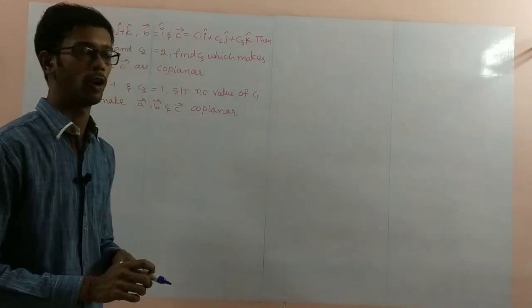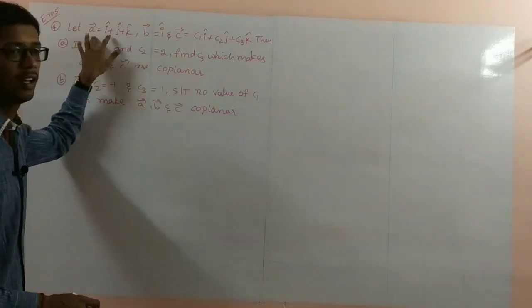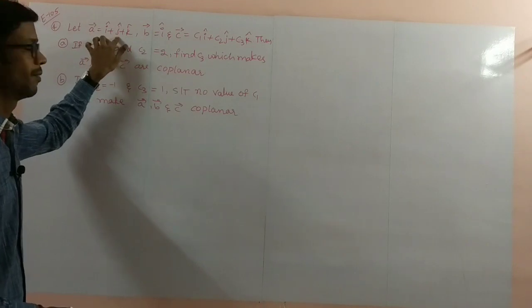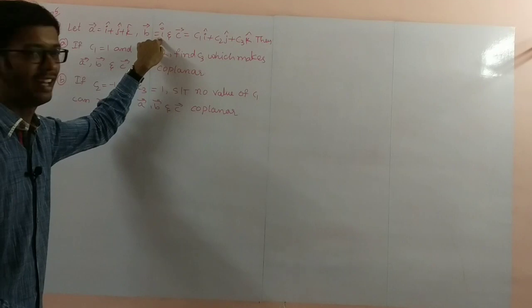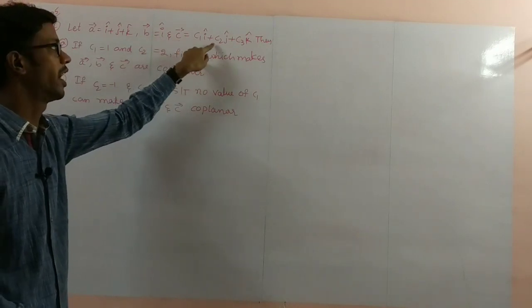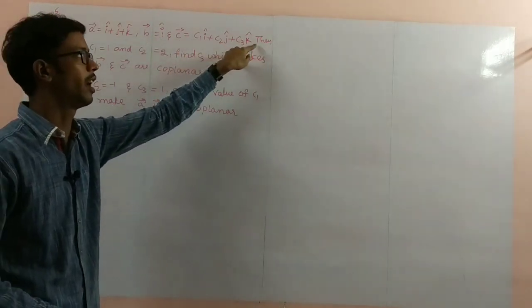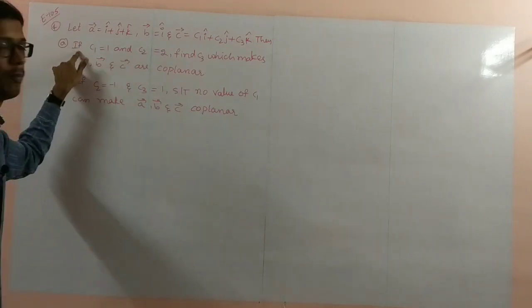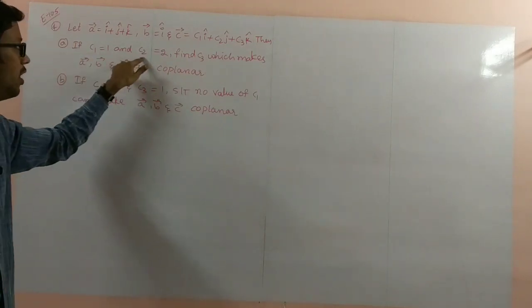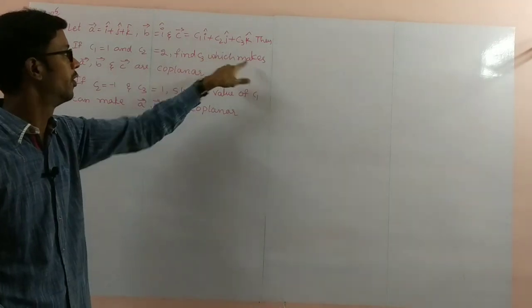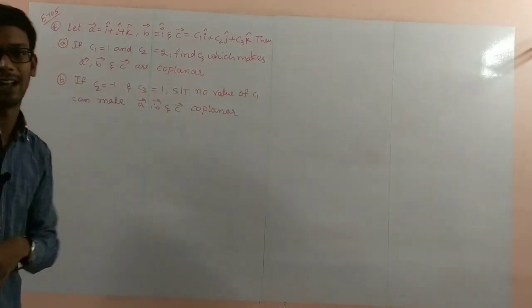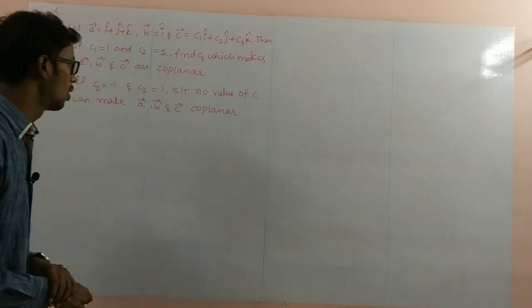Problem number 4. A bar equal to I cap plus J cap plus K cap. B bar equal to just I cap. C bar equal to C1 I cap, C2 J cap, C3 K cap. In the first problem, C1 equal to C2 equal to the given value. Find the C3 value which makes A bar, B bar, C bar coplanar.